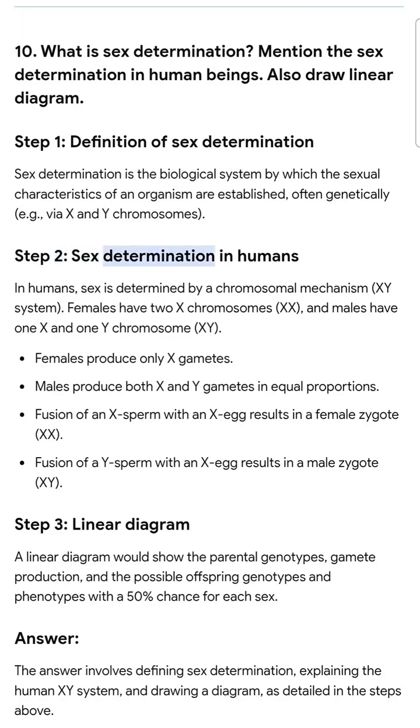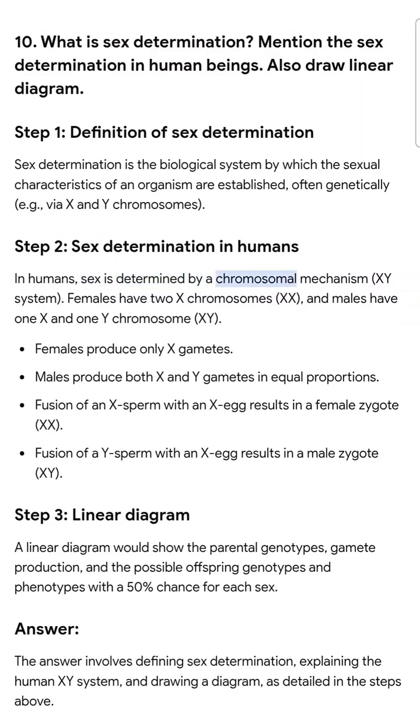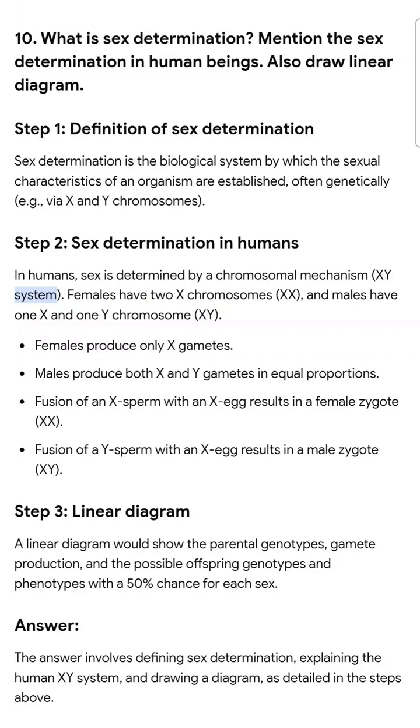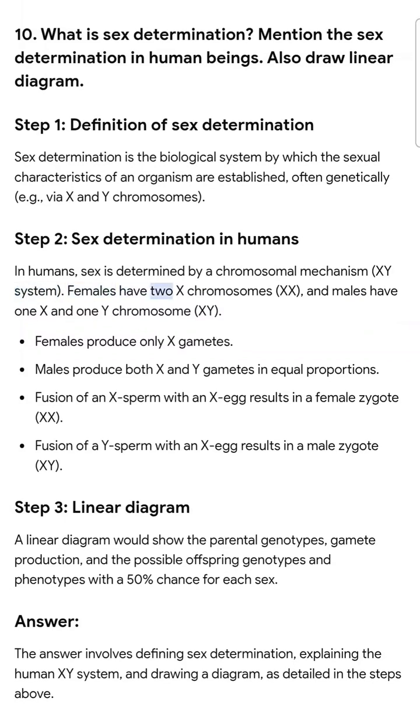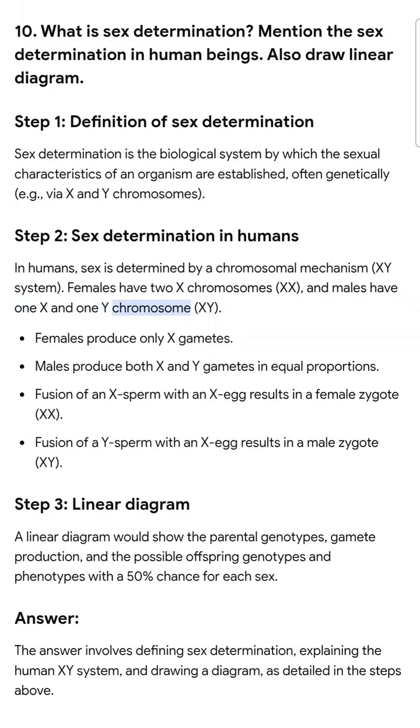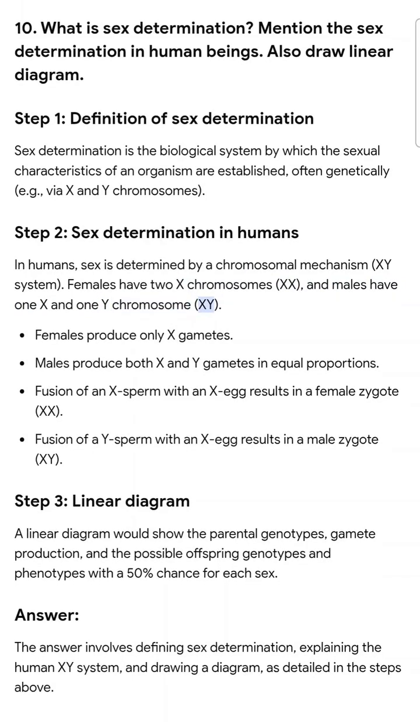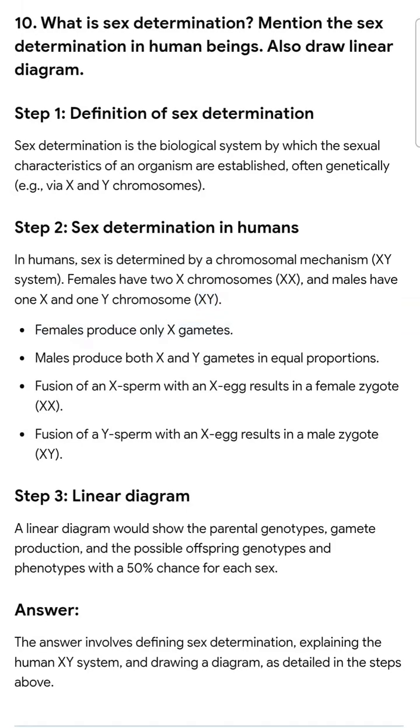Step 2. Sex determination in humans. In humans, sex is determined by a chromosomal mechanism, XY system. Females have 2 X chromosomes, XX, and males have 1 X and 1 Y chromosome, XY. 1. Females produce only X gametes. 2.